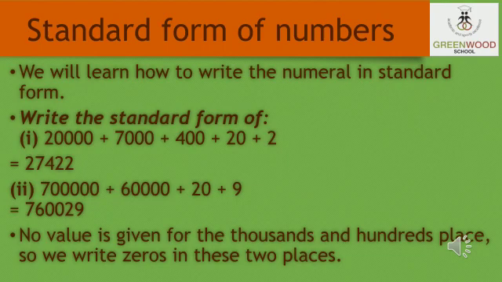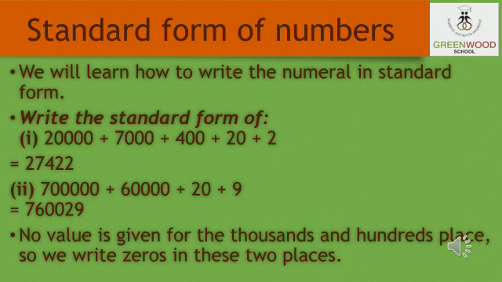See this example. Here the expanded form of the number is given: 20,000 plus 7,000 plus 400 plus 20 plus 2. 20,000 means 2 at the place of 10,000. 7,000 means 7 at the place of 1,000. 400 means 4 at the place of 100. 20 means 2 at the place of tens. And only 2 means 2 at the place of ones. So, the number is 27,422.